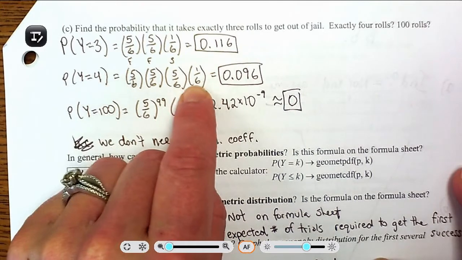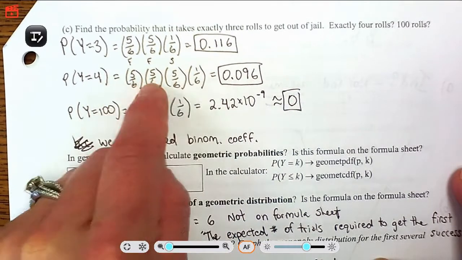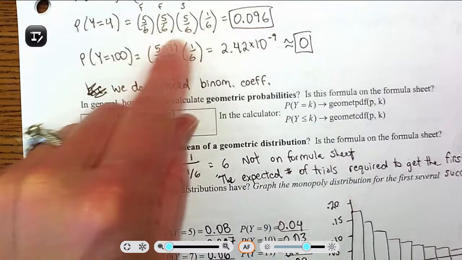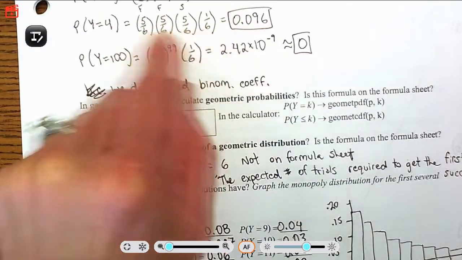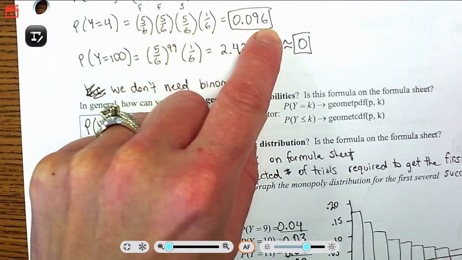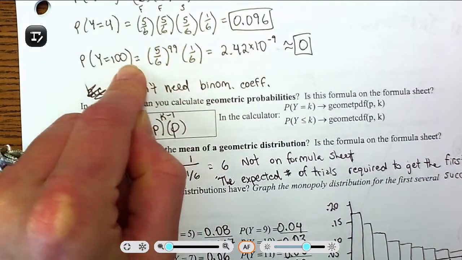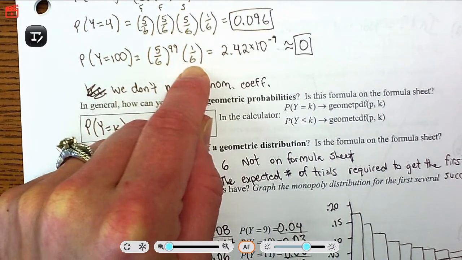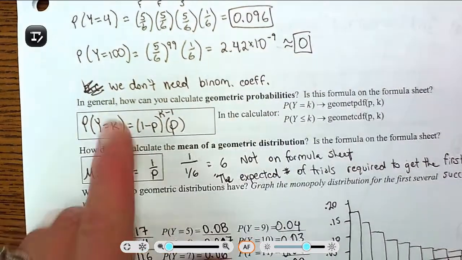When Y equals 4, then we consider 3 failures, so one less than that, and then the fourth one is a success. So fail, fail, fail, success, multiply those probabilities in that order, and we get 0.09. The probability that it takes 100 rolls is going to be 99 failures and 1 success, and that gives us approximately 0.